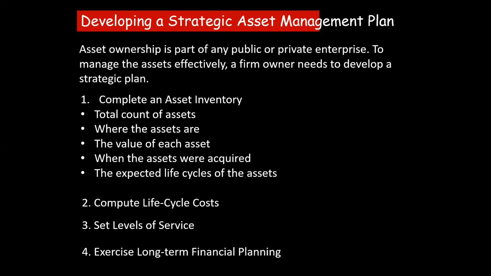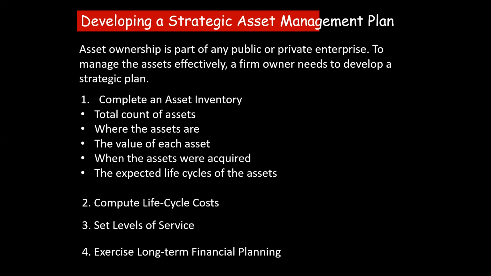Now, the second is compute life cycle cost. If a business owner wants his asset management plan to be precise, then he should calculate the entire life cycle cost of each asset. Many company owners make the mistake of calculating only the initial purchase cost. During the asset's life cycle, additional costs are likely to come up, such as maintenance expenses, condition and performance modeling, as well as disposal cost. So, computing life cycle cost of each asset is necessary. The third one is set levels of service.